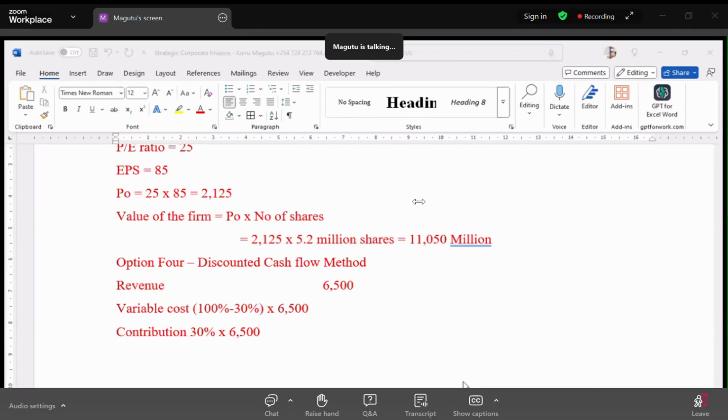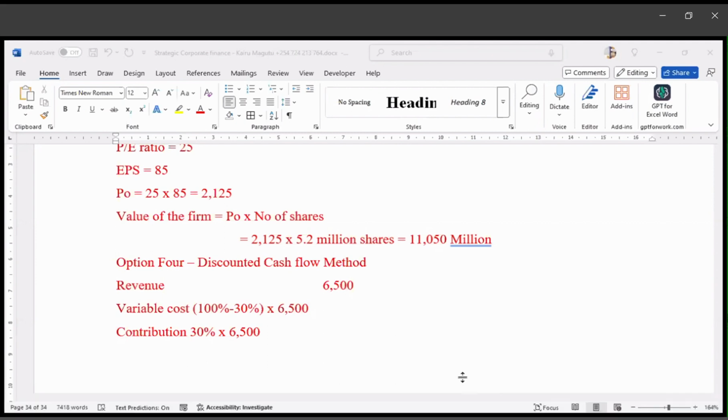Variable cost. Someone says that the variable cost is not 65. Is variable cost 6,500? I can see someone says it is not 65. Is it the variable cost of the revenue?